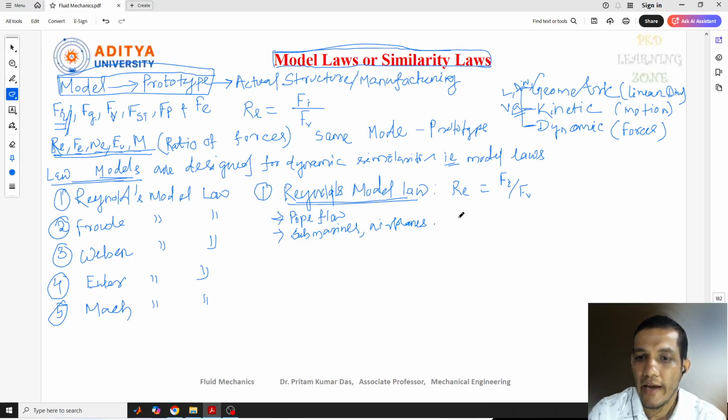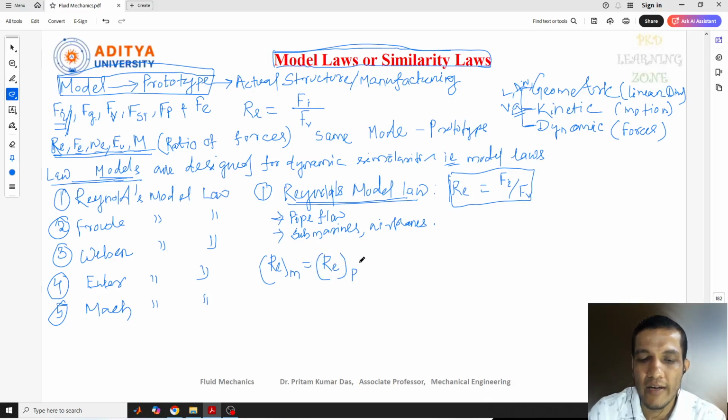Now, as I told you, we have studied that the Reynolds number is nothing but inertia force by viscous force. This is the definition. So here we need to see that the Reynolds number should be equal for the model, the model we are going to prepare, and that should also be equal for the prototype. So what we need to write here? We need to write that the Reynolds number should be equal for the model and the Reynolds number for the prototype.